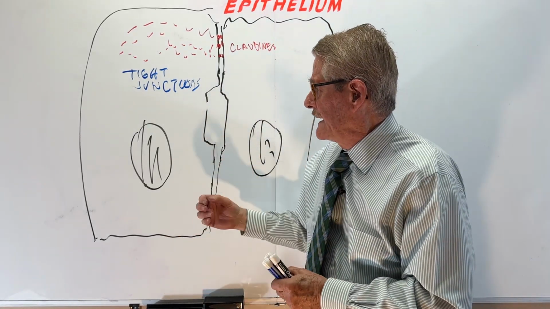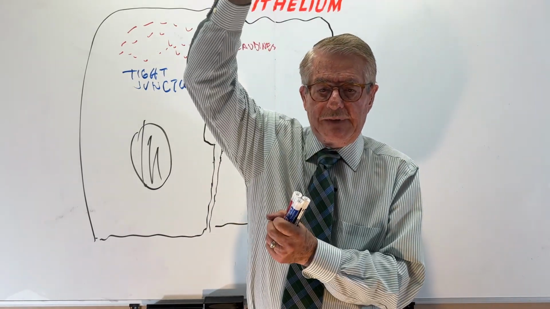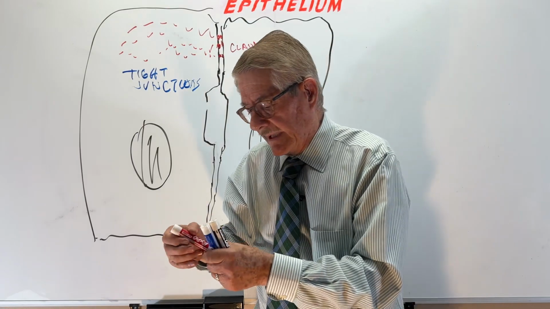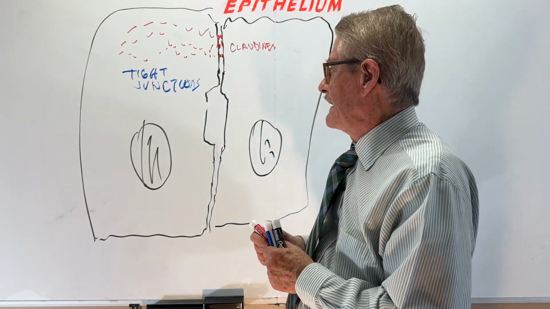Another type of adhesion, in which the cells are a little bit more separated, and we have for a longer time, we have the zonula adherens.